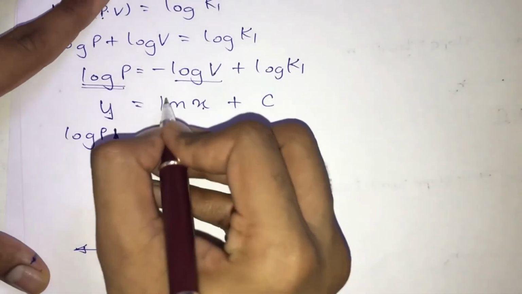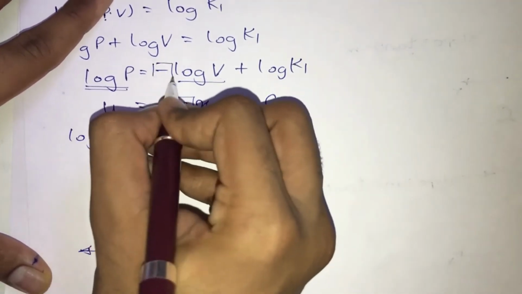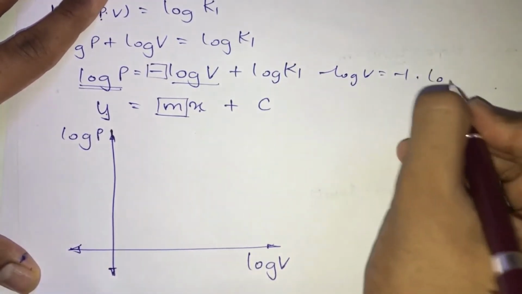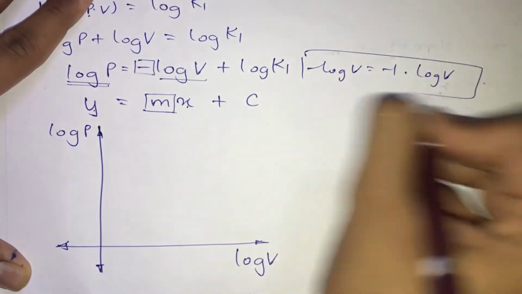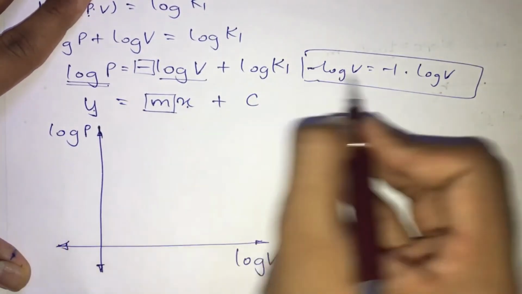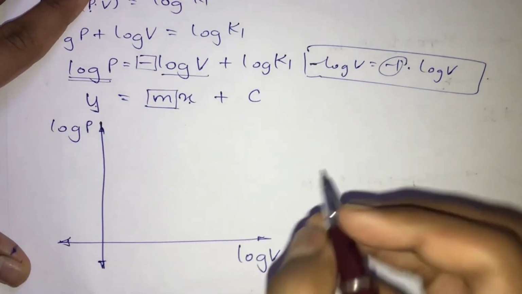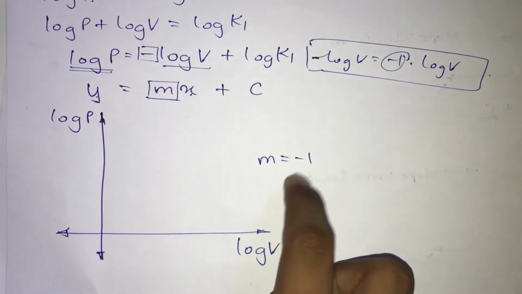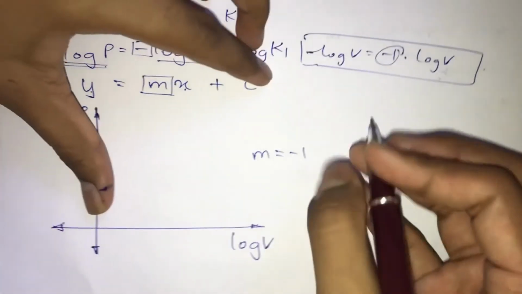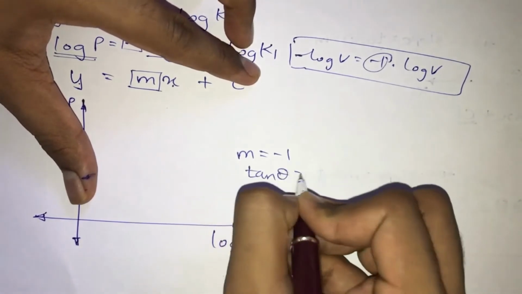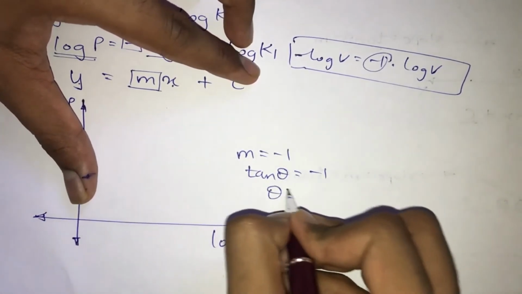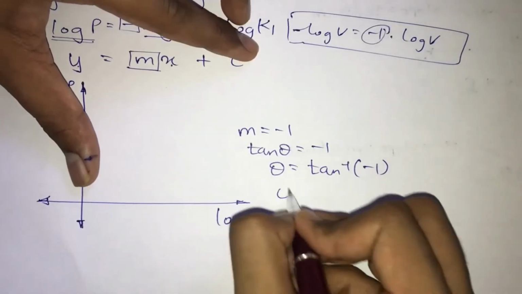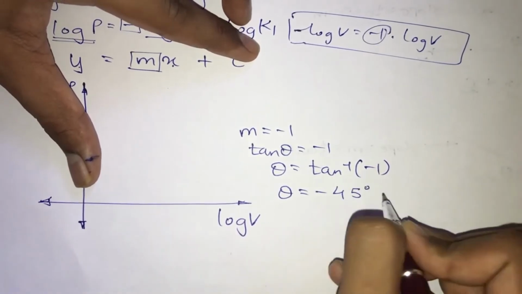And here if you observe very carefully that the value of this m is nothing but -1. See, can I write this minus log v as -1 into log v? Am I right? So this is what the same thing, m is equals to -1 over here. So the value of m is -1. And what is the formula for finding out this value of m? It is nothing but tan theta. So tan theta is -1. So can I say that the value of theta is nothing but tan inverse of -1? So the value of theta, you get it as -45 degree.